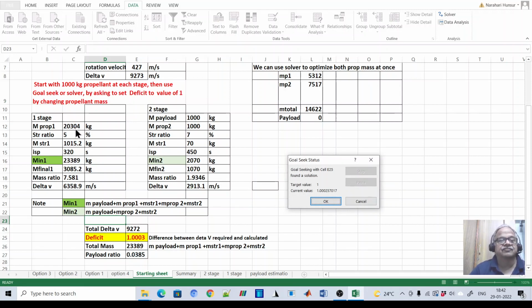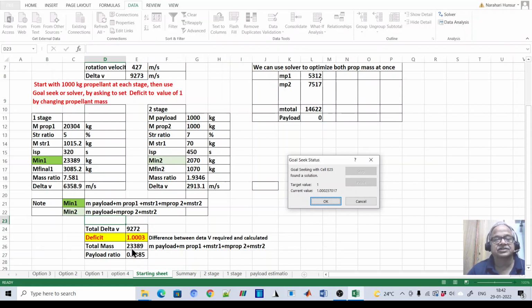It says the first stage propellant mass is 20,304 kgs, with the same structure ratio of 5%, so the structure becomes 1,015 kgs. As you can see, the second stage is untouched. So now I have achieved the required delta V at 9,272 meters per second, but the total mass of the system is now 23,389 kgs. So this is the gross mass of the launch vehicle. This is one option I can do.